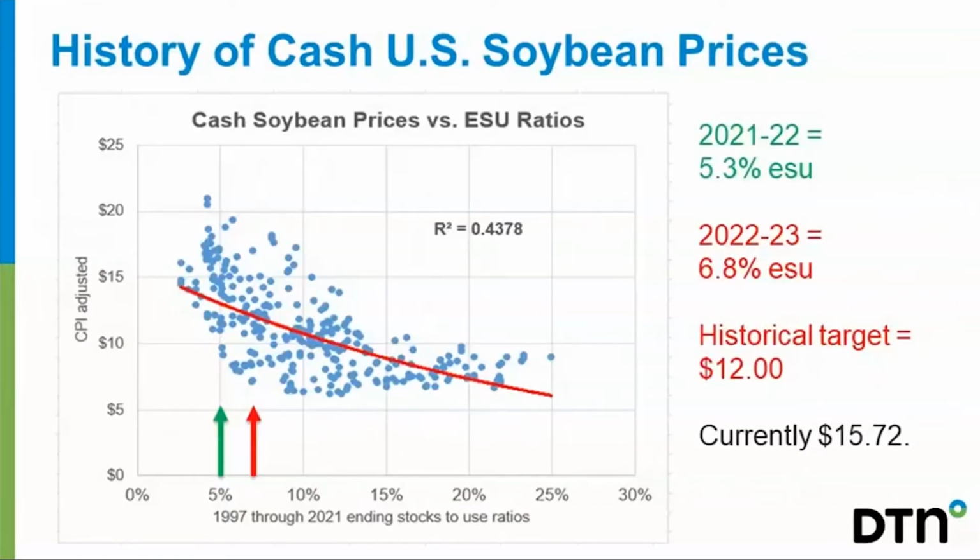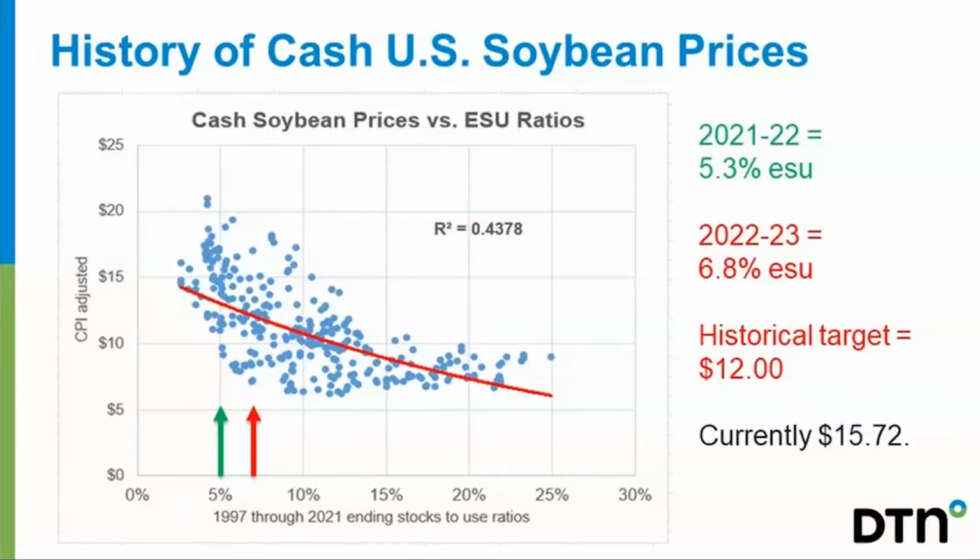Okay, cash soybean prices. Fundamentally speaking, historically speaking, what should they be? We're going to base this off of the new crop estimate of 310 million bushels, which, as I mentioned, is almost 7% of annual use. The historical target for that cash soybean price is roughly $12 a bushel.